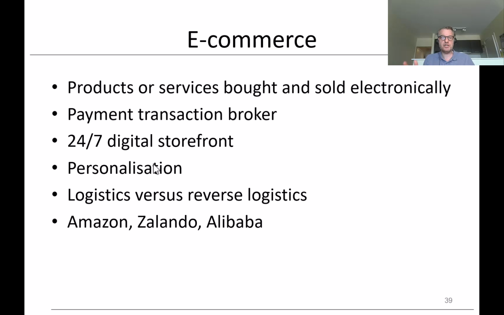E-commerce. These are just simple products or services bought and sold electronically. We already mentioned that. Typically they make use of a payment transaction broker. We have a 24/7 digital storefront, a web page. We can personalize that web page based upon customers' preferences and needs. We have to make sure that logistics have been put into place to deliver especially physical products to the doorstep of our customers, and reverse logistics. So think about Amazon, Zalando, and Alibaba. That's all very straightforward and easy.